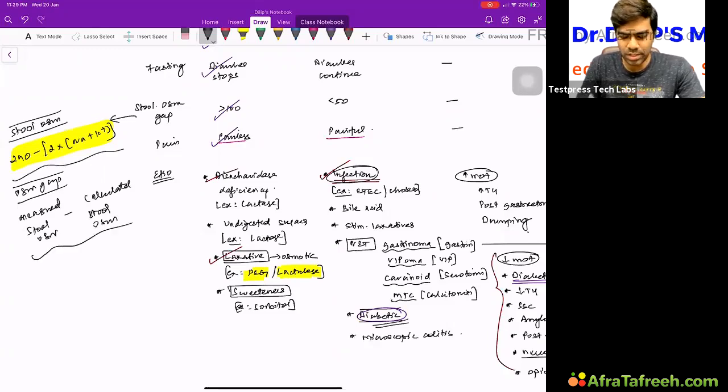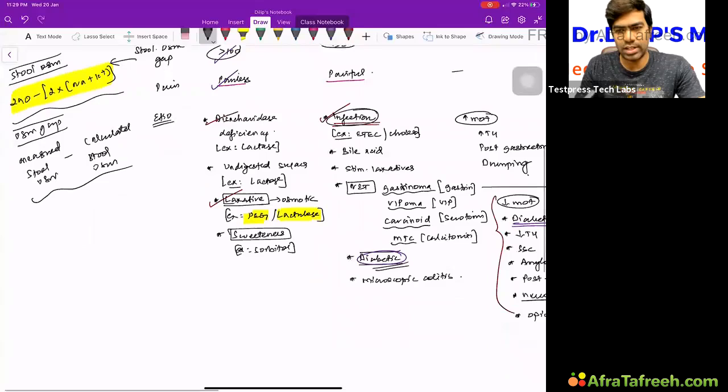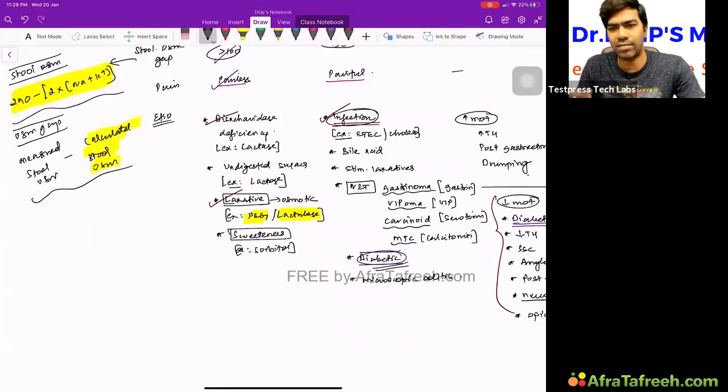Usually there should not be much difference. If the difference is more than 100, that goes towards an osmotic diarrhea. If the difference is less than 50, that goes towards a secretory diarrhea. So that is the idea. The reason is very simple. When you calculate the stool osmolality in a patient with osmotic diarrhea, they will have a little bit less osmolality. That is because of the dilution when you measure it. So a little difference will be there.